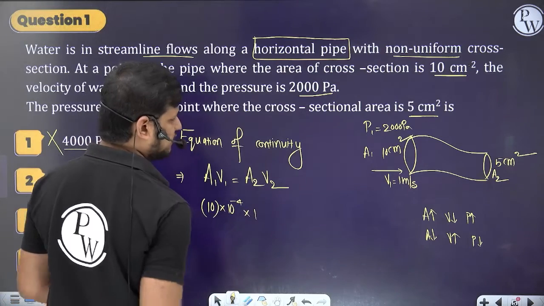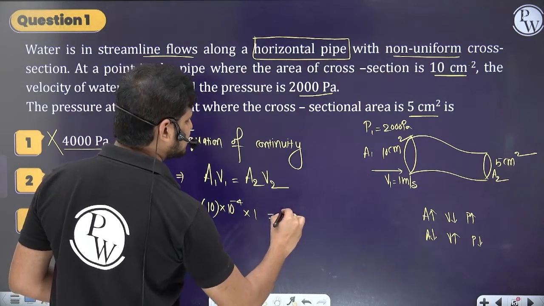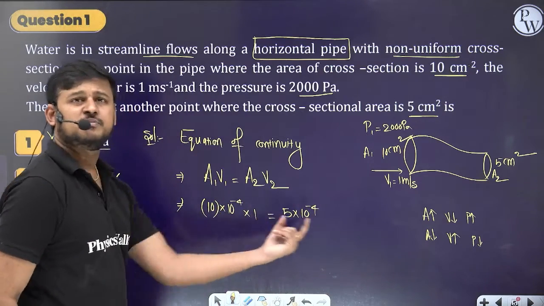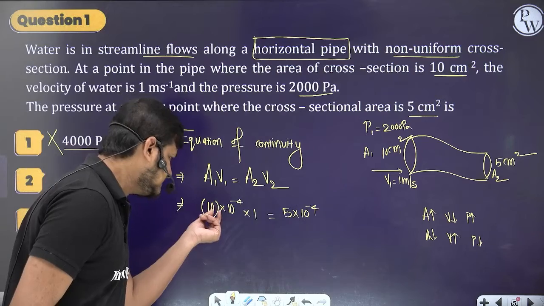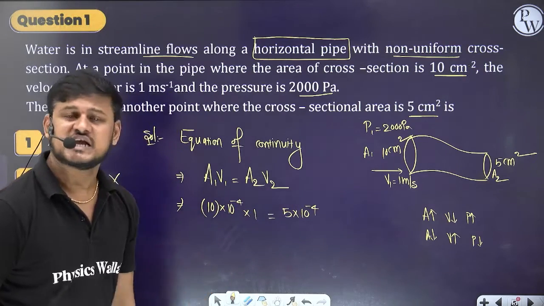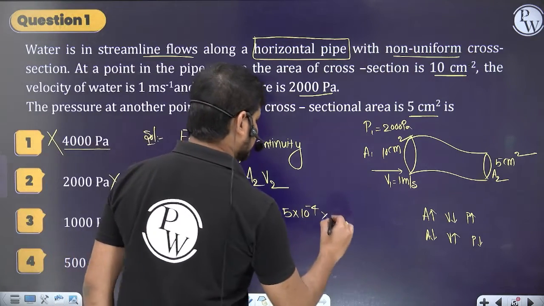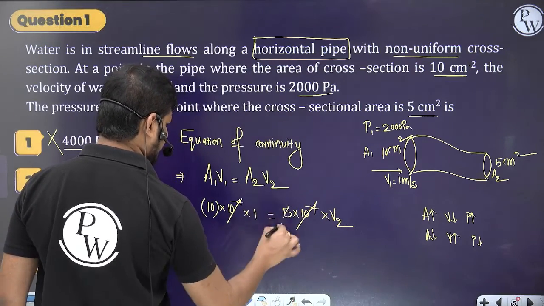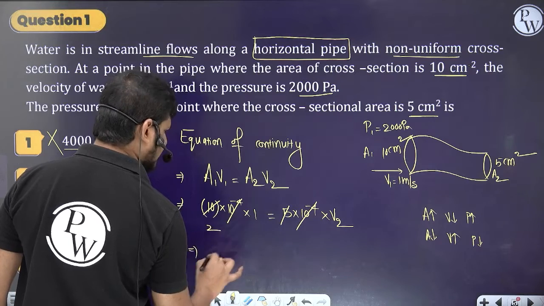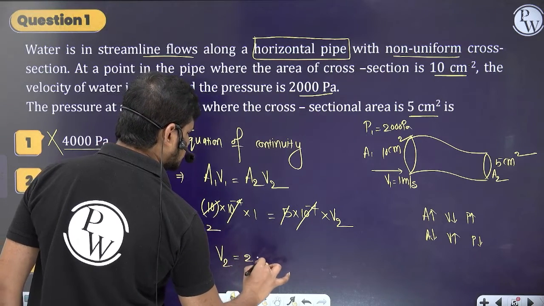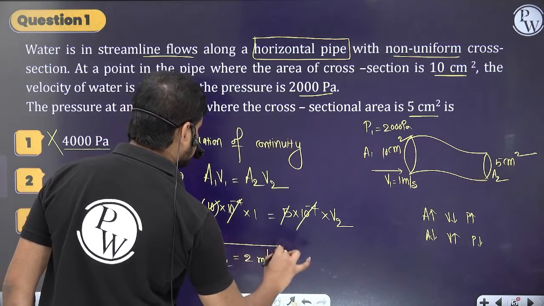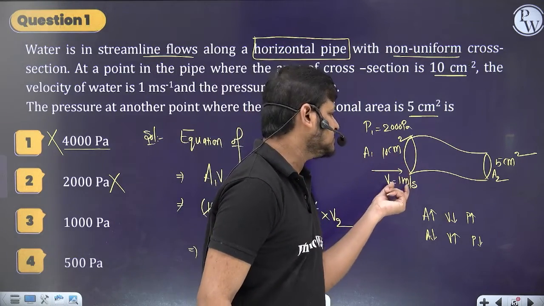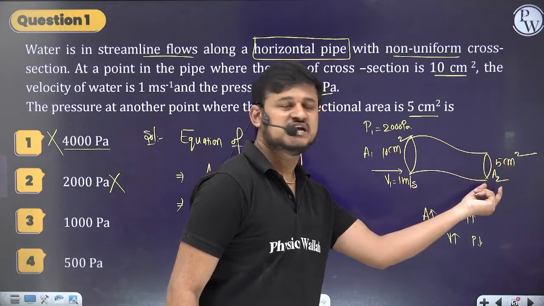So velocity 1 equals the second cross-sectional area, 5 into 10 to the power minus 4. The 10 to the power minus 4 gets cancelled, or else you can cancel centimeter square, your wish. Then I can find V2: 5 ones are 5, 5 twos are 10, so V2 equals 2 meter per second. That's what I said: if the cross-sectional area is more, velocity will be less; if it is less, velocity will be more.